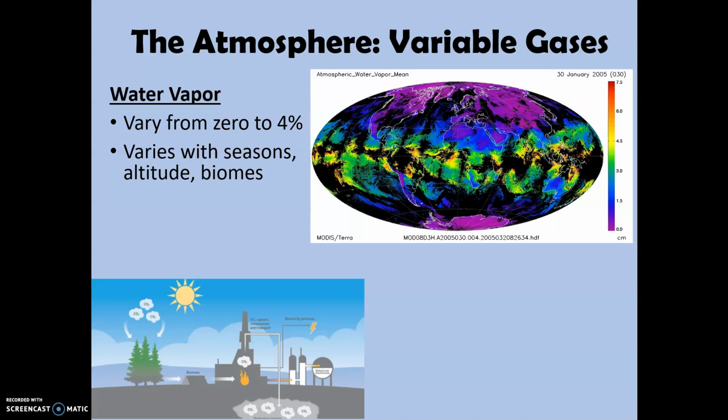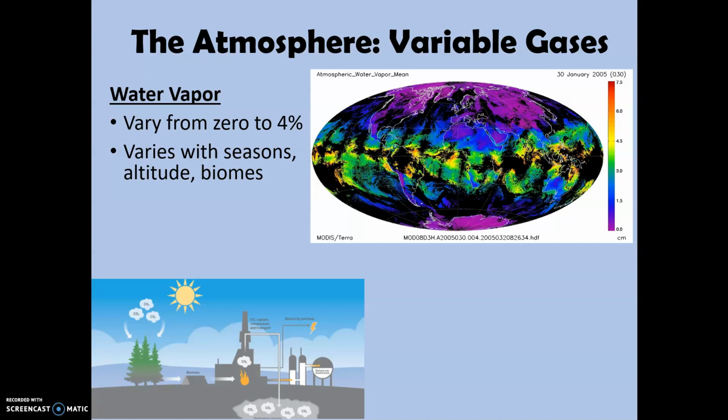For example, if we have more plant life, like in the Amazon rainforest, there is more release of water from those plants. It tends to be more humid, and so that's why we call it a rainforest, because higher humidity usually equals higher amounts of rainfall. So that's why water vapor is variable.